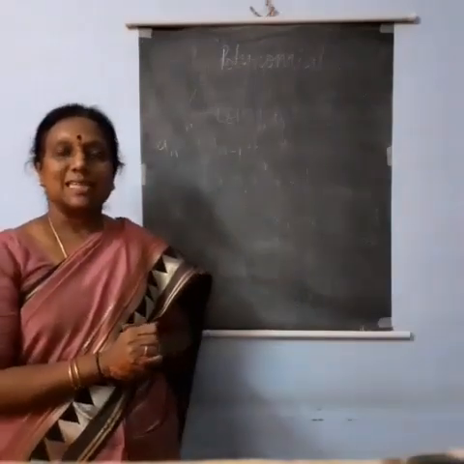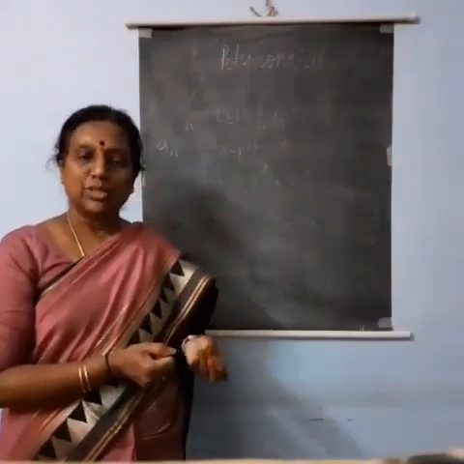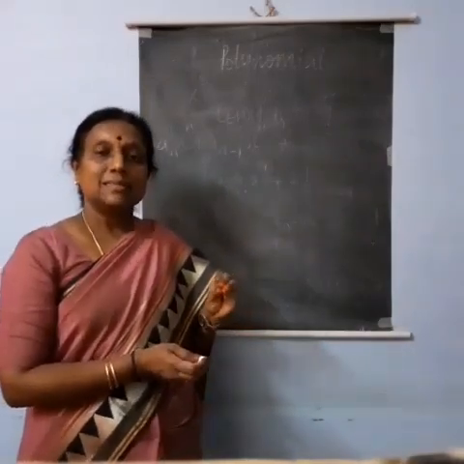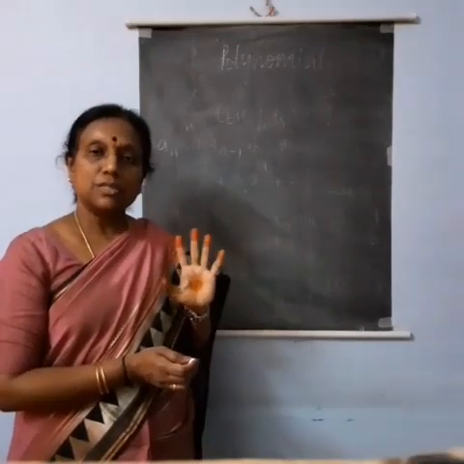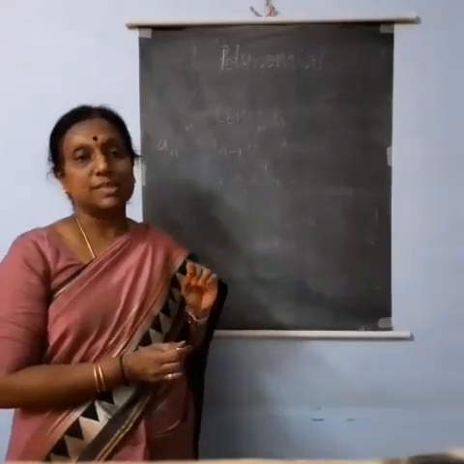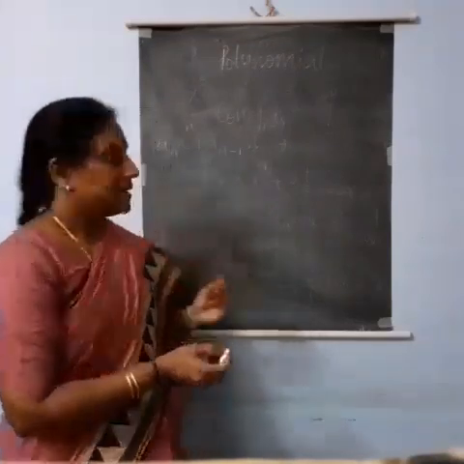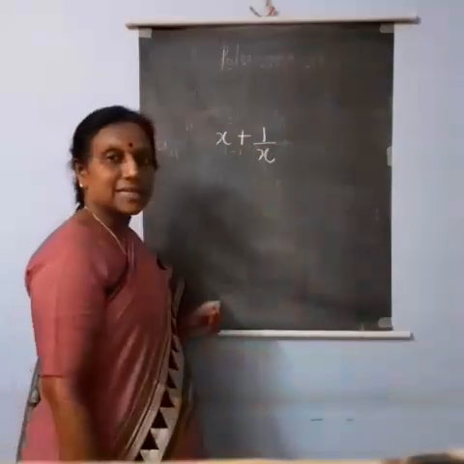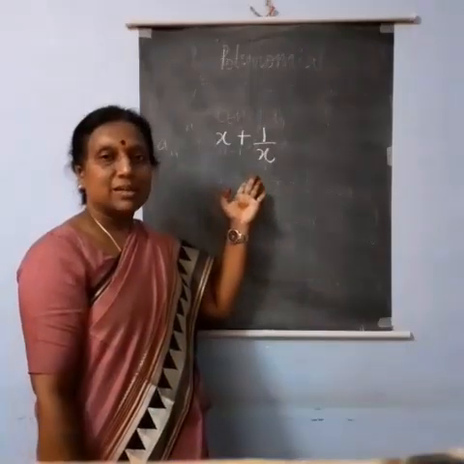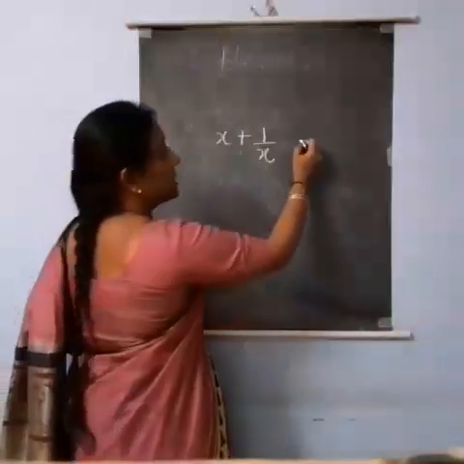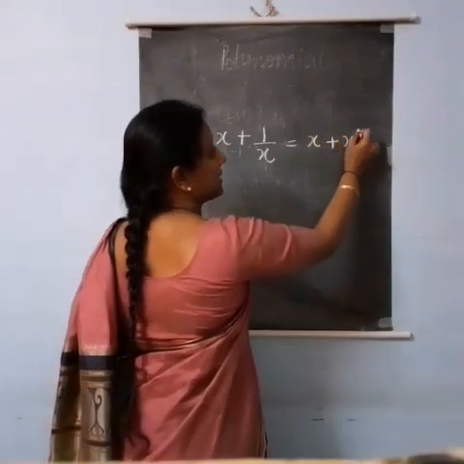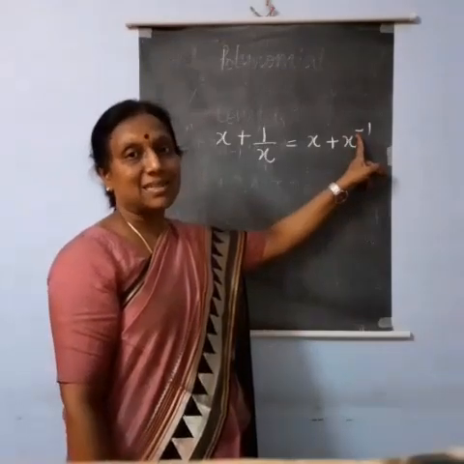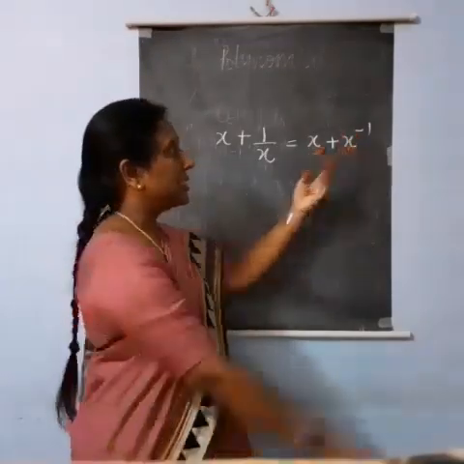Okay, so we have seen expressions with one term, two terms, three terms and many terms. Now when the powers of all the variables are whole numbers, we call them polynomials, right? Now supposing I have a term like x plus 1 by x. Is this a polynomial? No. Why? Because this is actually equal to x plus x power minus 1. Now the power of x is not a whole number, so this is not a polynomial.